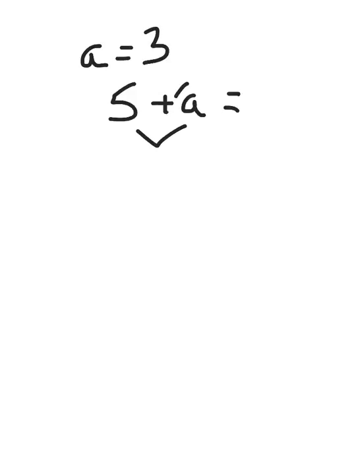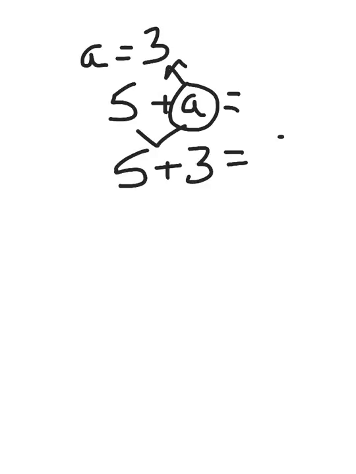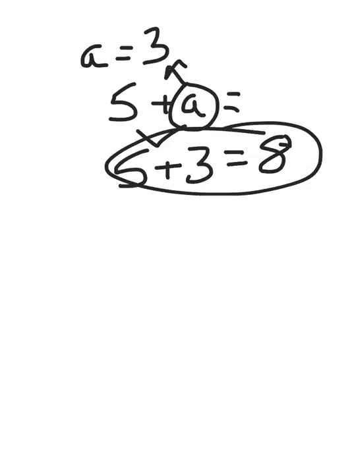So if I say a is a variable, it can mean anything. But if I say 5 plus a equals, I can't do it. There's no way, because it's just 5 plus a. It doesn't tell us what it is. So what we do is give it a value. If a equals 3, then it's easy. We just replace this a with this 3, we get 5 plus 3, and that equals 8. So in this situation, 5 plus a when a equals 3, the answer is 8.